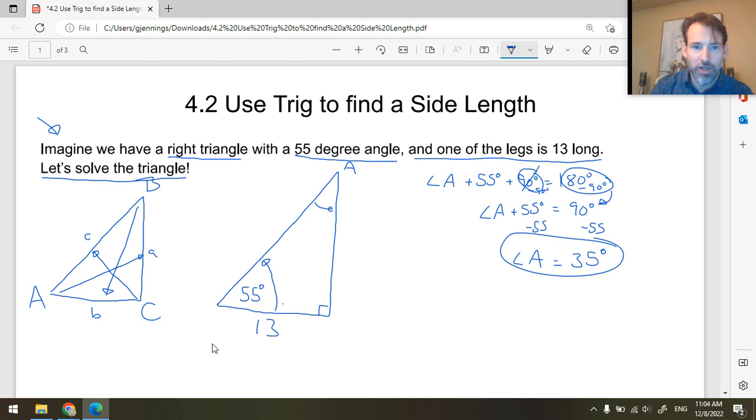Okay, so there's one piece of information. You could put it on your diagram. 35 degrees is this angle A up here. And now let's find these other sides. Let's call this little b and little c, because 13 would be little a.